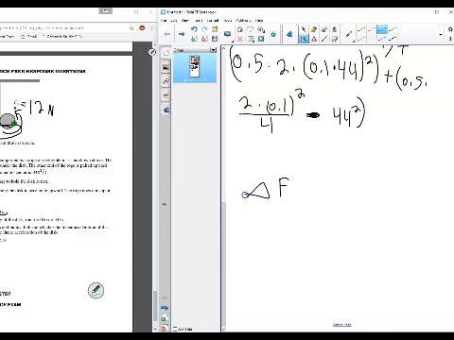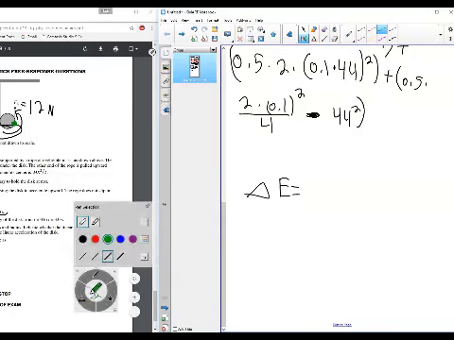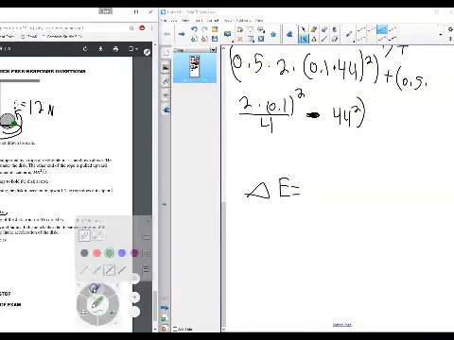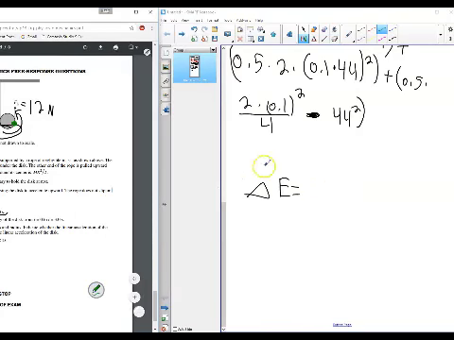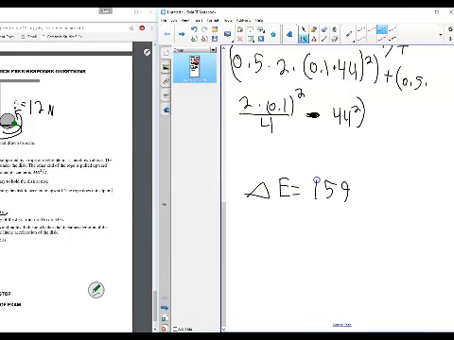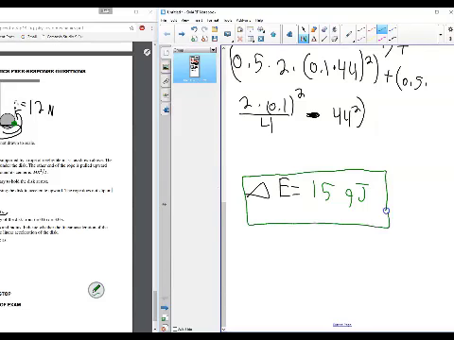delta E is equal to, come on, be green, all right, 159, and it's not green, I don't care. Well, no, okay, I'll write it in green just so that we're cool. This is our final answer. In joules, we have 159 joules. And that should be our answer.